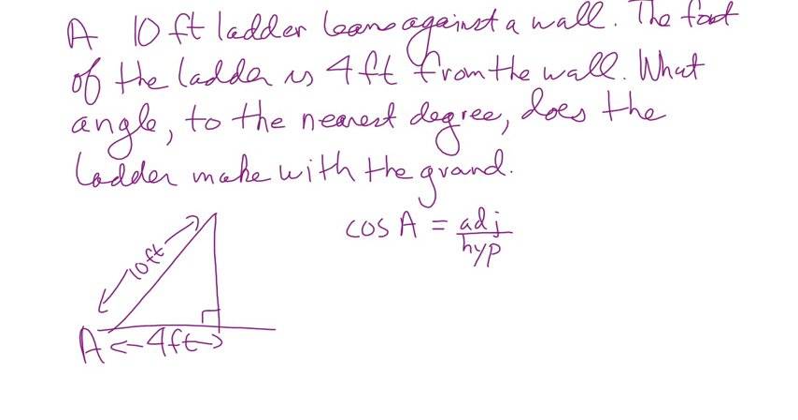So the cos of angle A is equal to adjacent over hypotenuse. The cosine of angle A is equal to what? Numbers? Angle A is equal to what?